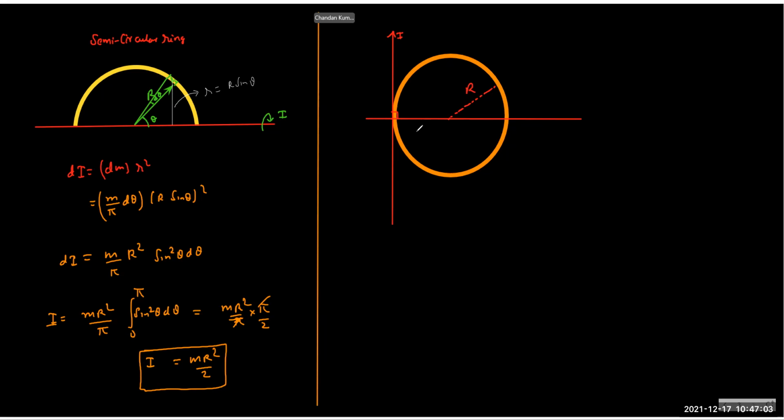Is it also MR square by 2? No, this is not MR square by 2, this is something more than that. Okay, so look at this. We'll take the elementary from the center only. So we'll take theta and we'll take d theta. Yeah, I got MR square.